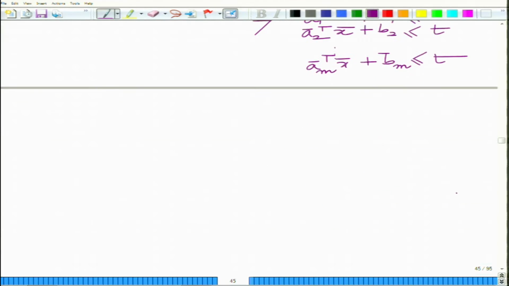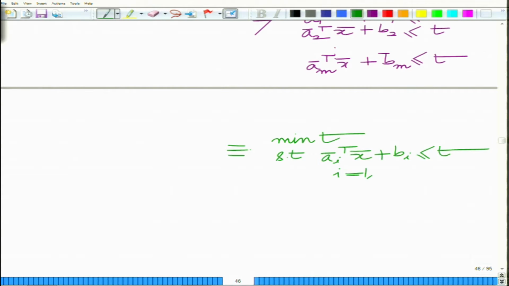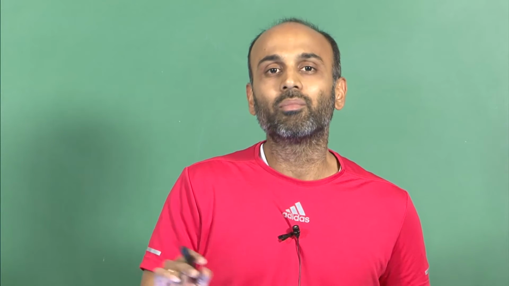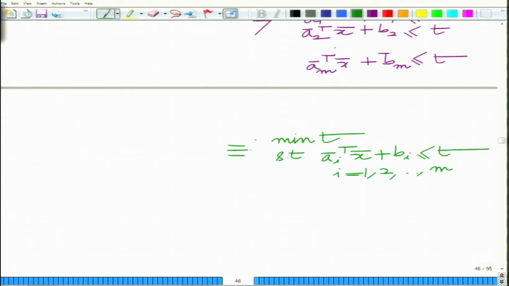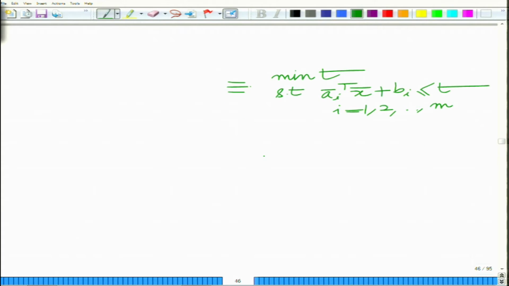I can write this as the equivalent optimization problem: minimize t subject to the constraint that a_i bar transpose x bar plus b_i is less than or equal to t for i equals 1 up to m. This is a much simpler form and this is something that is tractable. Now, I am going to develop the dual for this. So, this is the equivalent form and now we can focus on getting the dual of this problem. The dual of this problem is obtained as follows.